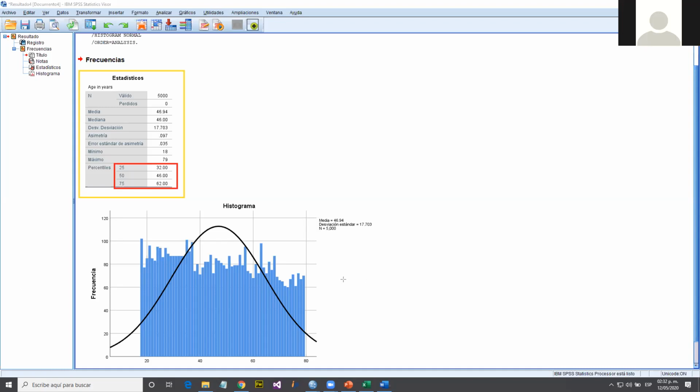I have a different histogram. Oh, no, that cannot be possible. Yes.